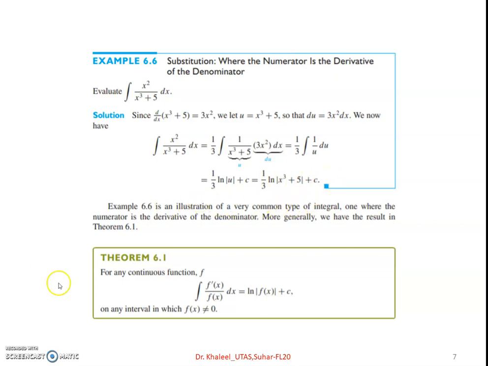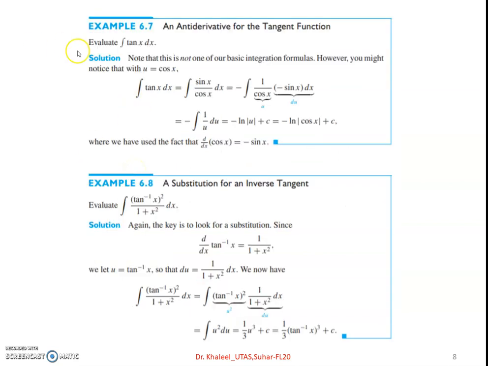So look at it, another theorem which we already studied last week, that the integration of f prime x divided by f x dx is ln of f x plus c. This theorem we already did. It means if you have a numerator which is the derivative of the denominator, then the answer is always ln of denominator plus c. So using that, we have an example here.